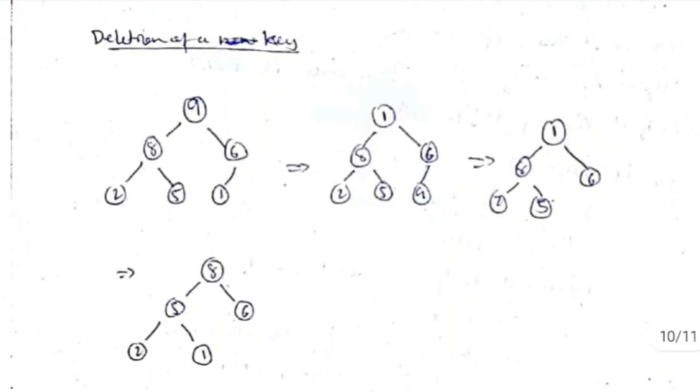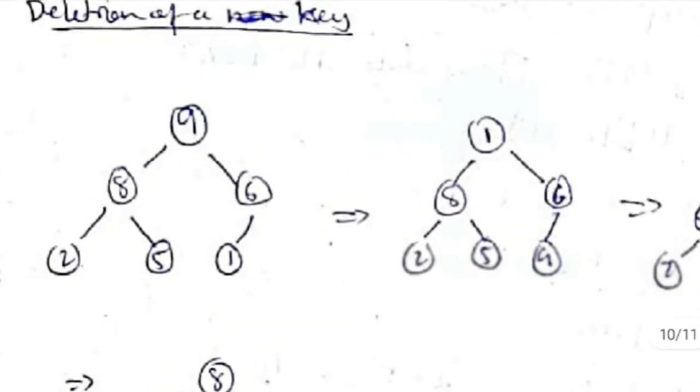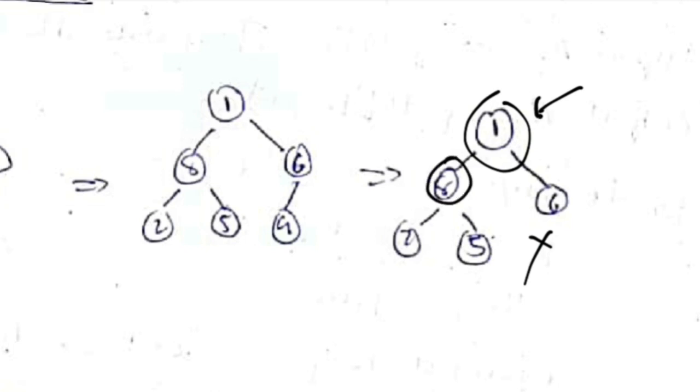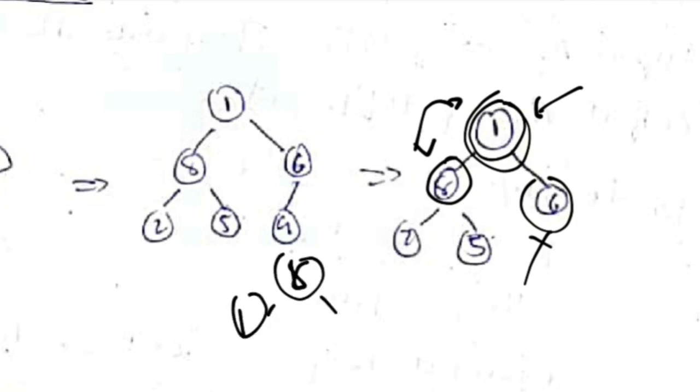And in case of deletion, we have to delete the root node, which is 9. To delete the root node, we'll exchange the root node with the last leaf node. So 9 will come here and 1 will come here. Then we'll remove 9 from here. After removing 9, we'll set the correct position of 1 by comparing with 8 and 6. 1 is smaller than both, so select the greater one and place it here. When we do that, we'll get 8 here, and here it will be 1, here it will be 6, and here it will be 2 and 5.